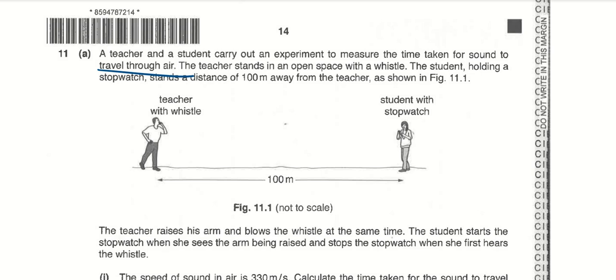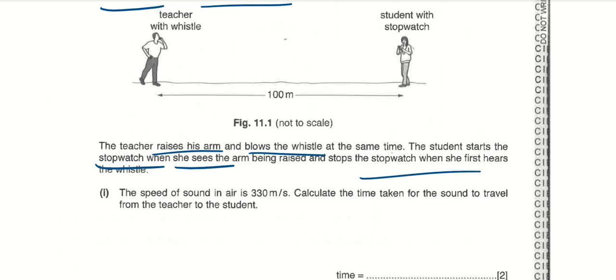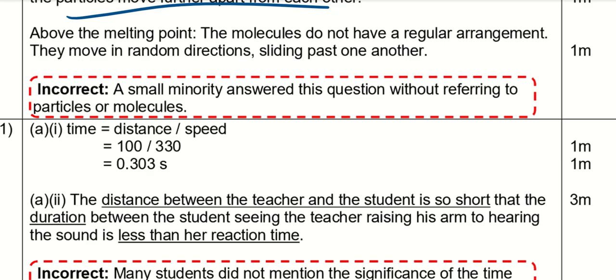Okay? The teacher stands in an open space, the student holds a stopwatch and stands a distance of 100 meters away. The teacher raises his arm and blows the whistle at the same time. So raise arm and blow whistle. The student starts the stopwatch when she sees the arm being raised and stops the stopwatch when she first hears the whistle. The speed of sound in air is given. Calculate the time taken for the sound to travel from the teacher to the student. 2 marks.